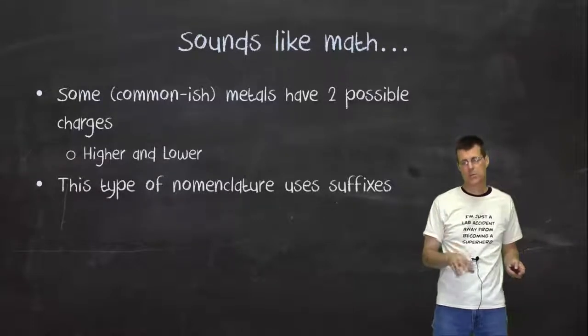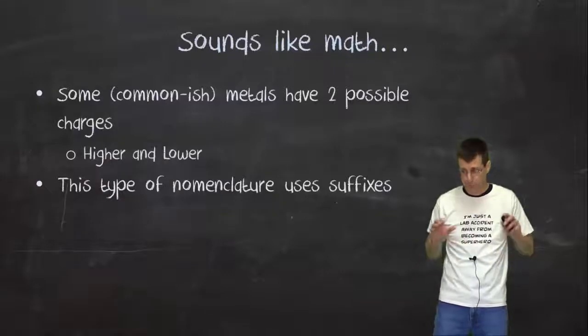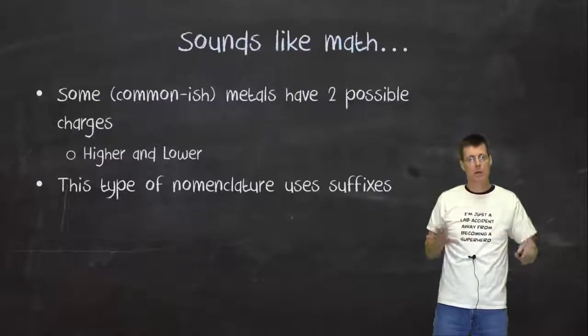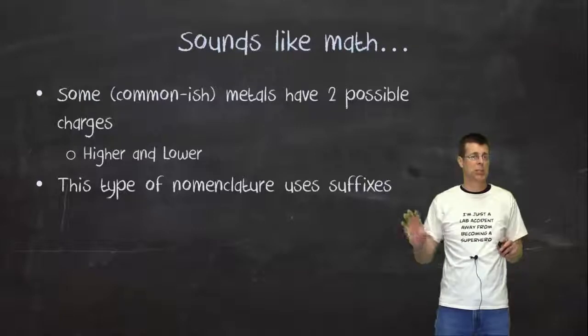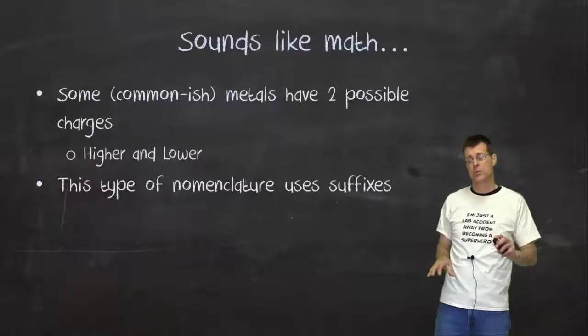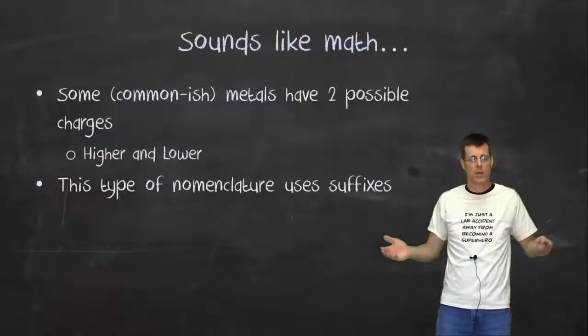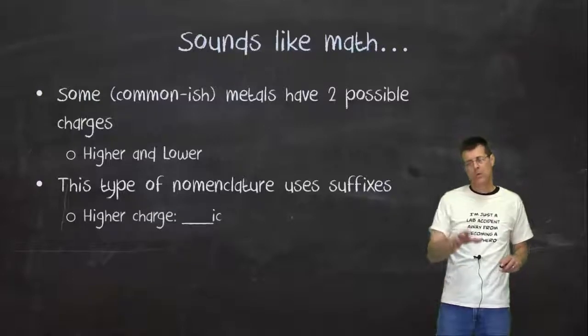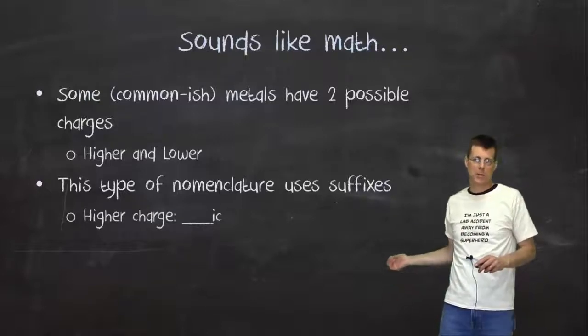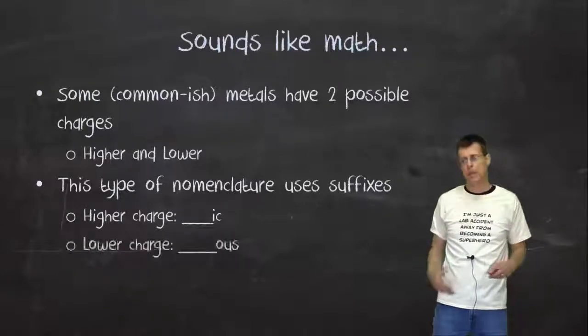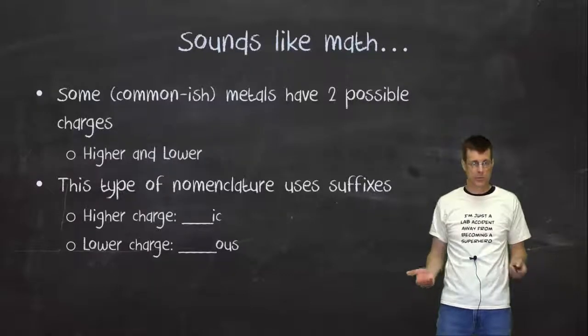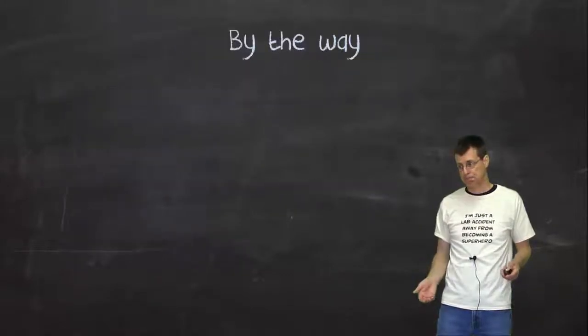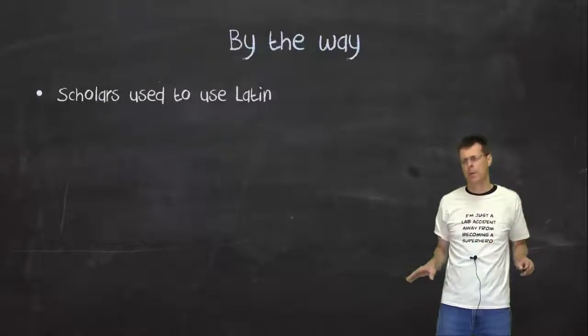So the type of nomenclature that we're looking at today recognizes higher and lower. It doesn't tell you automatically what the higher charge is or what the lower charge is, just bigger, smaller, higher, lower. The higher charge, we're going to end with the suffix "ic", and the lower charge will end with the suffix "us", O-U-S.